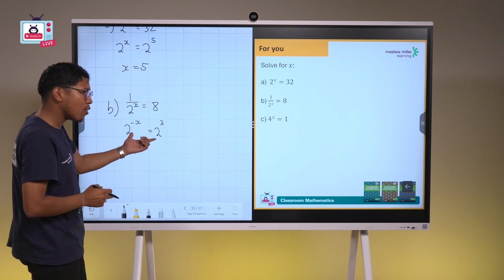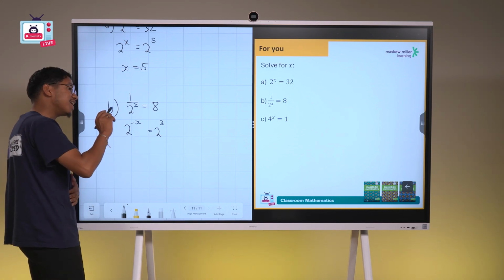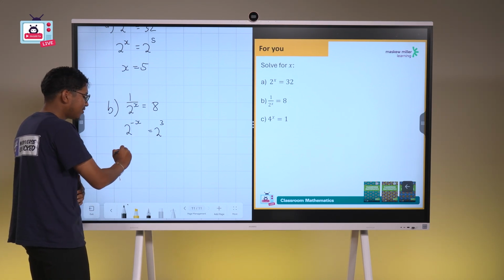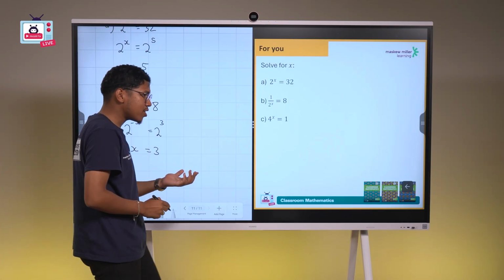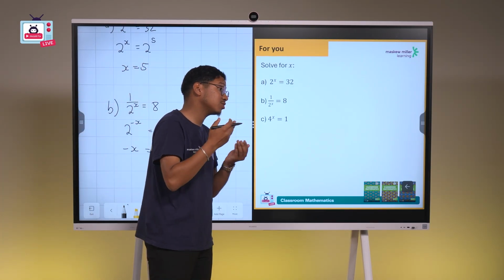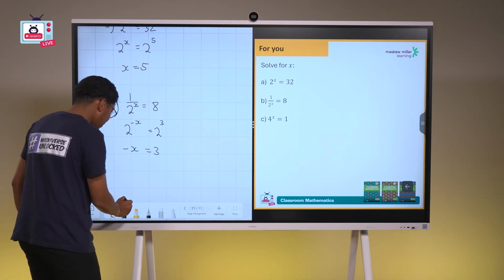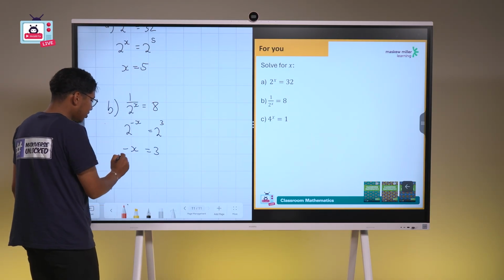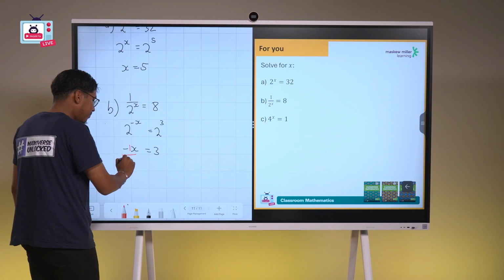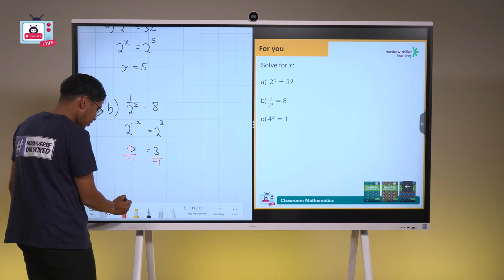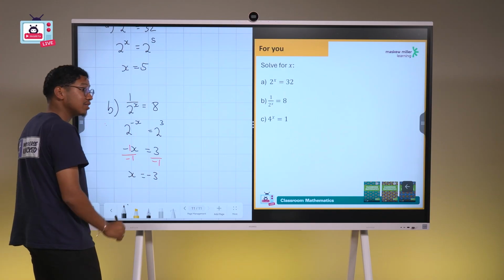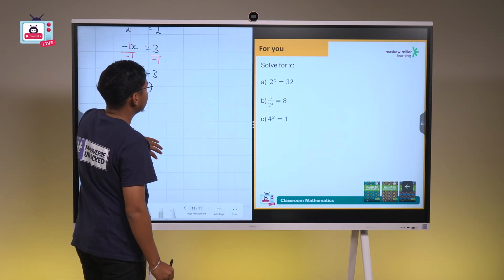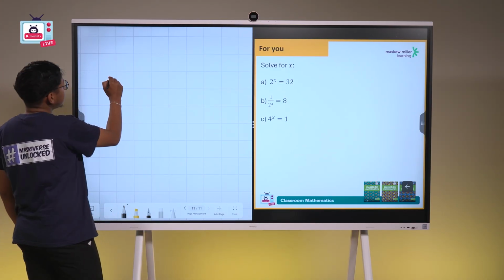Now I notice once my bases are the same, I equate the exponents. So negative x comes down, and here I have 3. Does the question say solve for x or solve for negative x? It says solve for x. So what number exists here which we cannot see? It's 1. So I divide by negative 1, I divide by negative 1, and that will leave me x to be negative 3. Right?